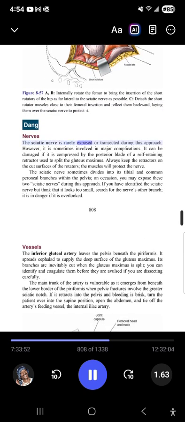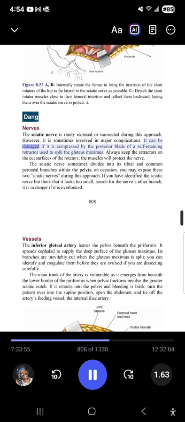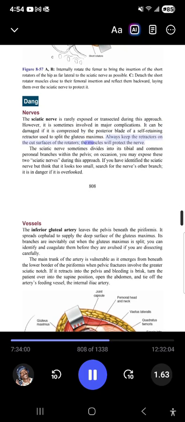Nerves. The sciatic nerve is rarely exposed or transected during this approach. However, it is sometimes involved in major complications. It can be damaged if it is compressed by the posterior blade of a self-retaining retractor used to split the gluteus maximus. Always keep the retractors on the cut surfaces of the rotators. The muscles will protect the nerve.